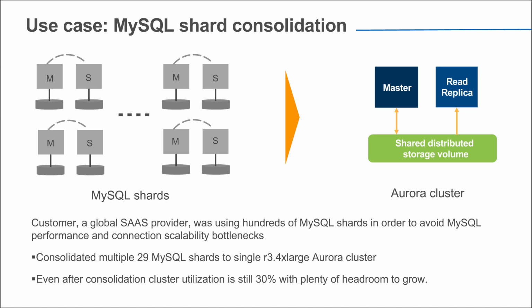Here's an example of a customer that was using hundreds of shards for performance reasons. This was hundreds of shards across multiple different databases, but for one particular cluster, they consolidated 29 shards into a single Aurora cluster. And obviously you can see there's going to be huge cost savings with that. Even with that consolidation, utilization is only 30%, so they've got a lot of headroom to grow there.